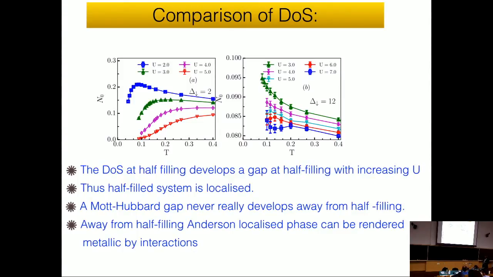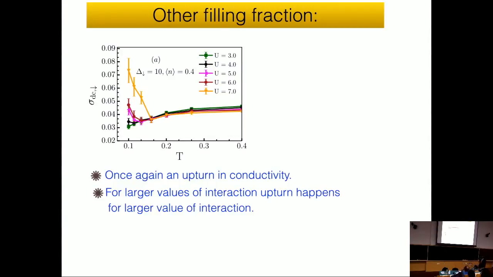We have done this for some other filling fractions too. So one more typical example where we see this sharp upturn. Our bet is that this would happen sufficiently away from half filling. We will always see this, but sufficiently away from half filling, we can't do calculations because the sign problem becomes pretty bad for us. So that's why we can't do this. We have done it for a few filling fractions: quarter and 0.4, and we see the same sort of behavior.